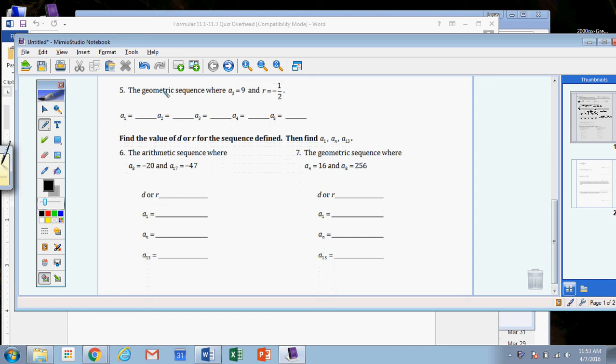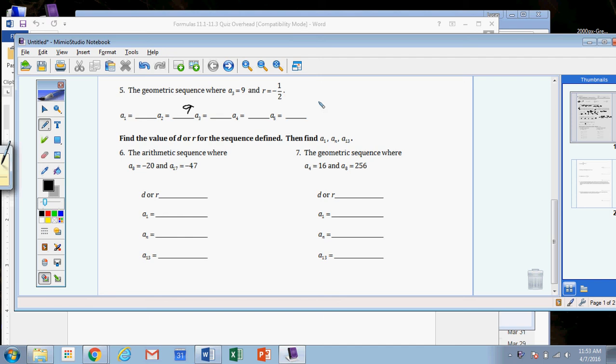Number 5, the geometric sequence where the third term equals 9 and r equals negative 1/2. All right? Well, if your third term equals 9 and your r is equal to negative 1/2, let's write this in. Third term equals 9, right?